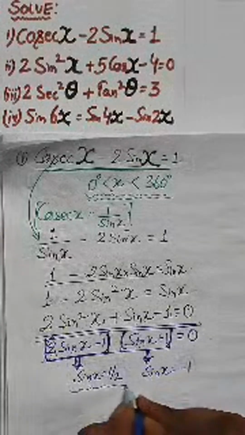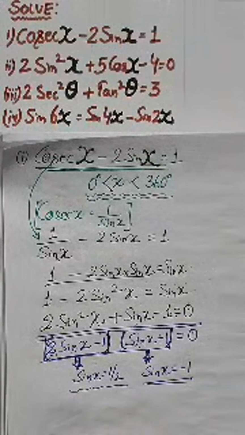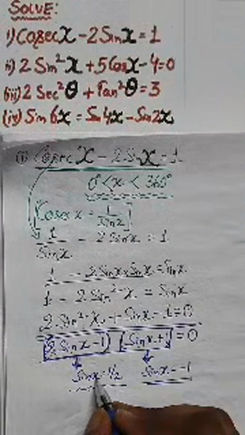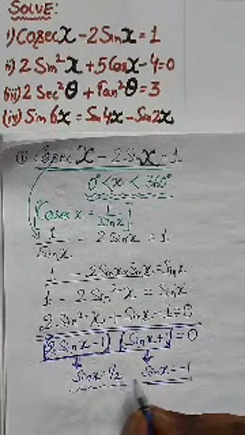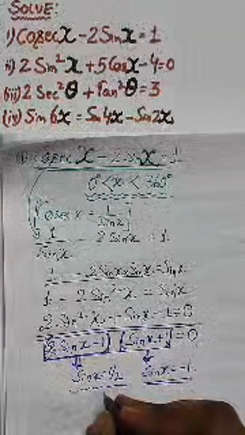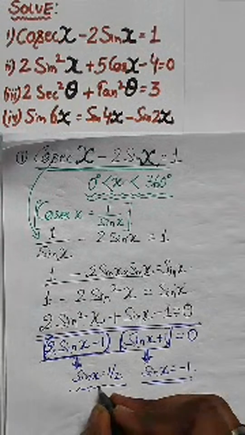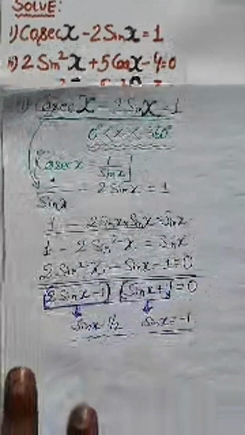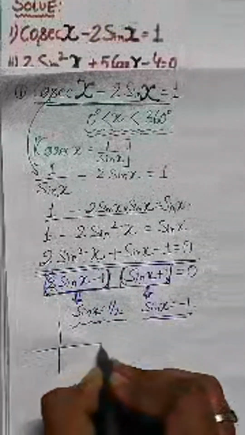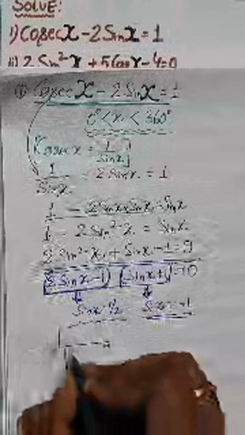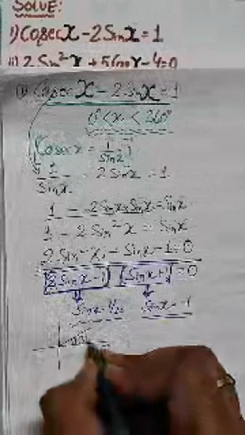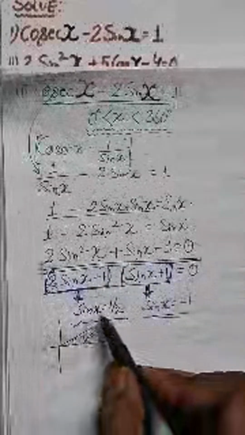Now we need to see how these two values are satisfied, right? So here you can see sin x equal to 1 by 2 and sin x equal to minus 1 will give you two values. For the first, when you take sin x equal to 1 by 2, if this is 0 degree, then sin x equal to 1 by 2 happens at 30 degree, because sin 30 is 1 by 2.